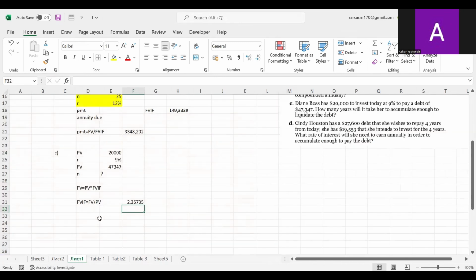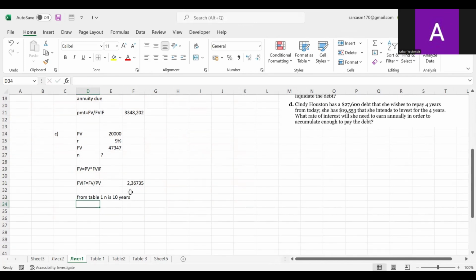So that's it. From table 1, we can write that the number of years is 10. 10 years. That's the answer. It's easy, isn't it? Okay, so D.